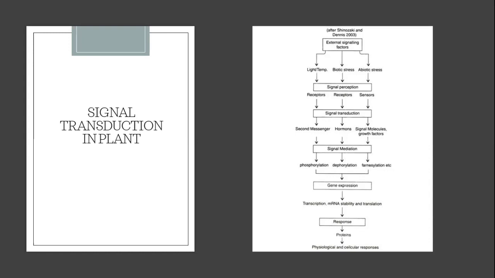the leaves. Now, in the leaves, especially on the cellular surface, you will find there are certain receptors and sensors. These receptors and sensors are the actual molecules which receive this signal. Once they have received the signal, they do the function of signal transduction. That means they convert this signal into a process. This signal transduction is actually executed by certain molecules which are secondary messengers, hormones, or signaling molecules which are produced in response to the signal.